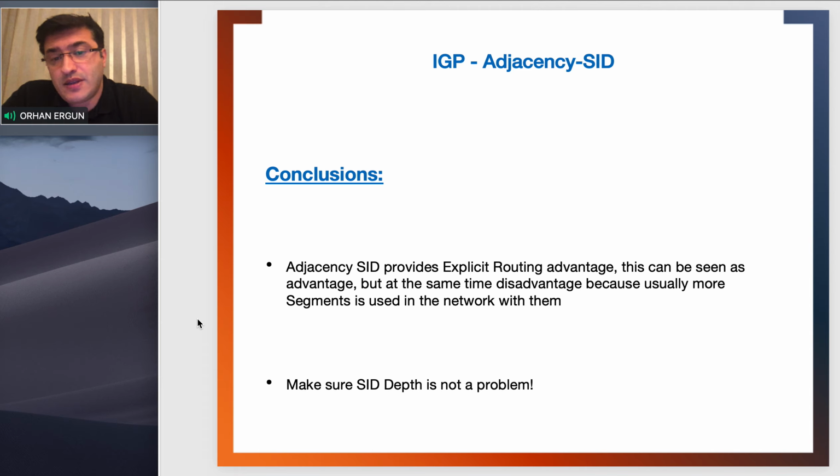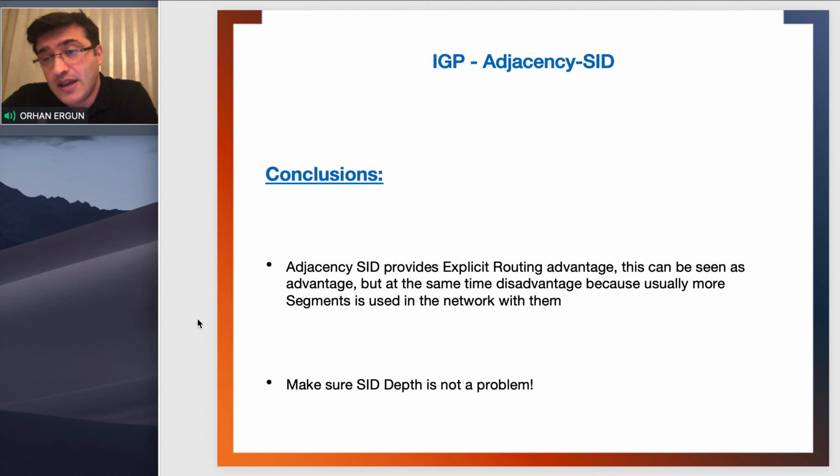So this explicit routing advantage means you can specify exactly where packets should go, not just let ECMP, sorry, shortest path decide. This can be seen as an advantage. Some people may not utilize this at all, so it's not an advantage for them, but for some people, it's a very important advantage, especially for service provider networks. They have many services, many customers, everyone asks for something. So in order to perform all these requests, this is a good tool to have. But at the same time, it's a disadvantage because usually more segments are used.